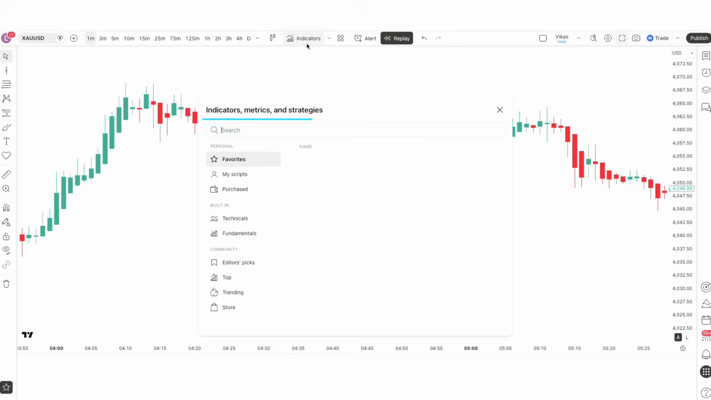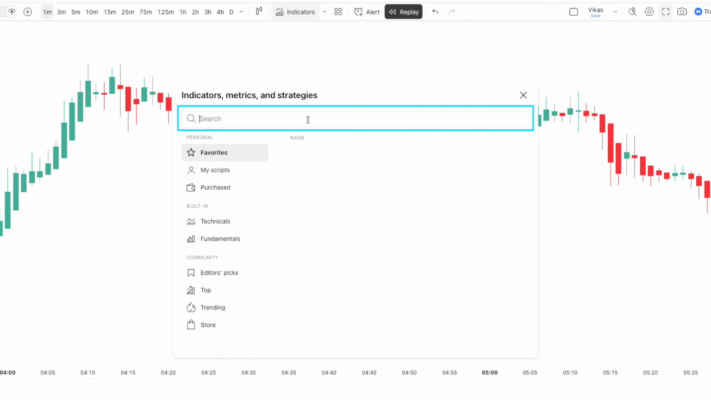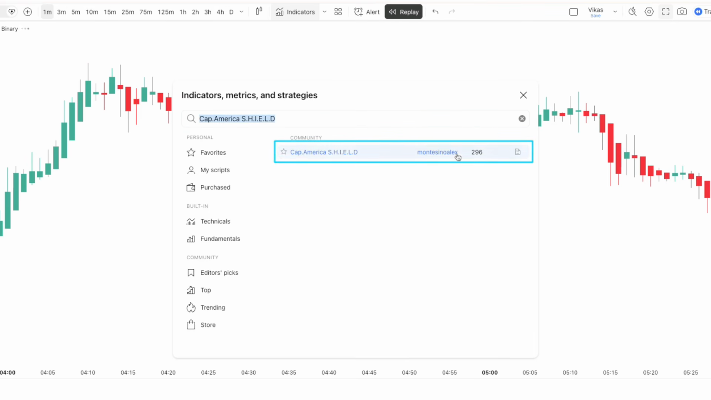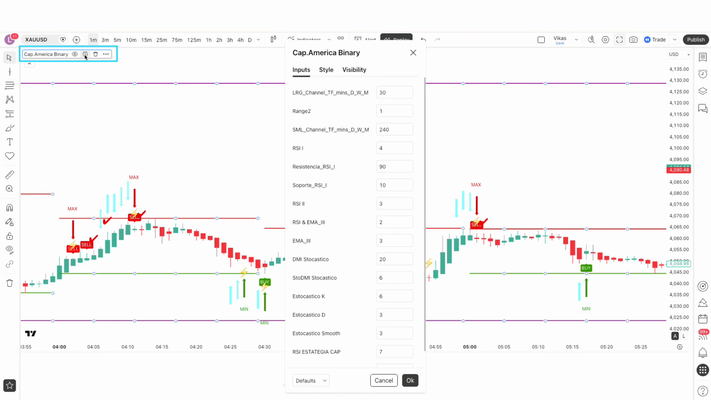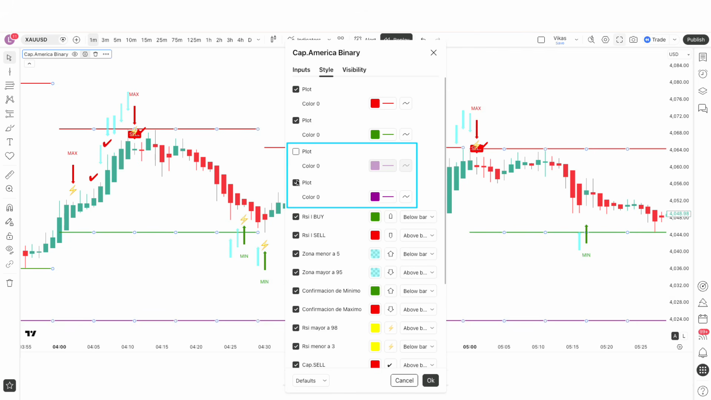Head over to the Indicators tab and search for the Cap America SHIELD. Select the indicator made by Montesino Alex and add it to the chart. Now the indicator settings change for perfect signals. First, change RSI 4 to 5. Then change Resistance RSI 90 to 92. Then change Support RSI 10 to 5. We have to keep these options hidden. Here, everything is fine after that.